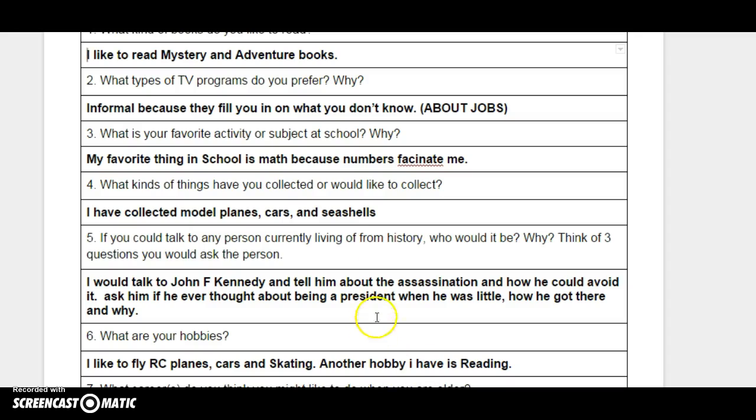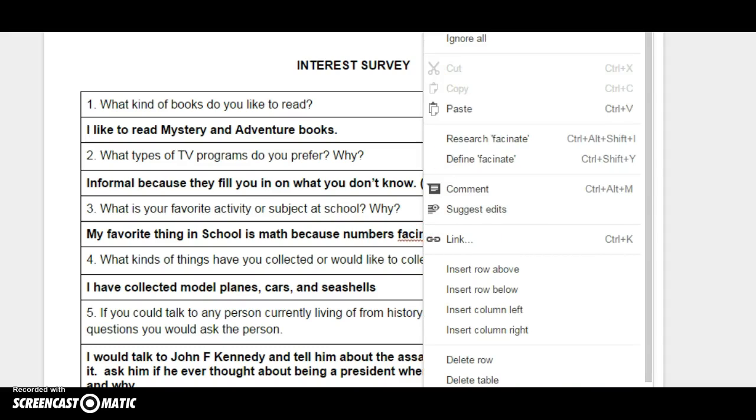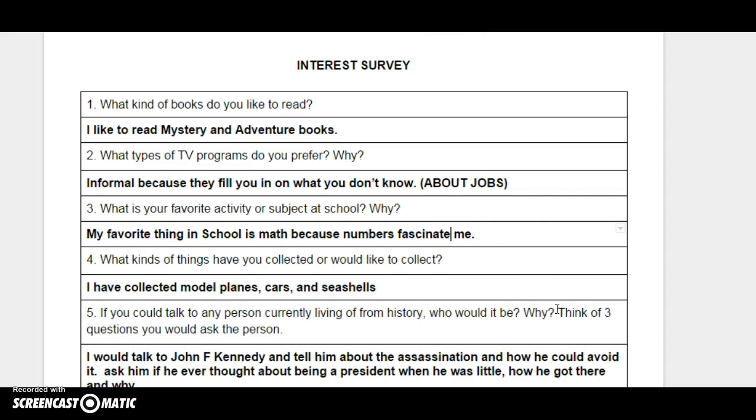So, if you look at your interest survey, this is an example of one student's interest survey, but this person likes to read mystery adventure books. What types of TV programs? Informal, because they fill you in on what you do not know about jobs. My favorite thing in school is math because numbers fascinate me. What kind of things have you collected? So I've collected model planes, cars, seashells, those kind of things.